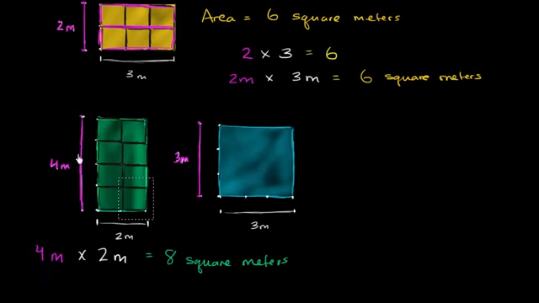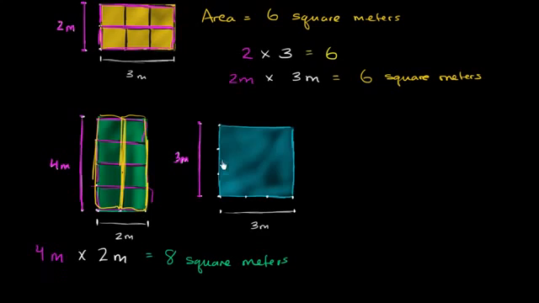And you could view this as 4 groups of 2. That's where the 4 times 2 comes from. So you could view it as 4 groups of 2 like this. Or you could view it as 2 groups of 4. So 1 group of 4 right over here. So you could view this as 2 times 4, and then 2 groups of 4. I'm going to draw it a little bit cleaner.